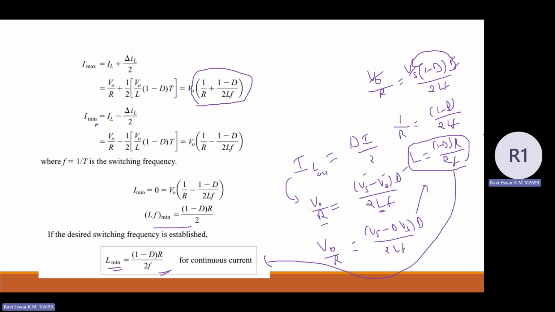So no need to remember the formula. If there is any problem here, directly substitute the value of IL average and del I. For del I, you take L as unknown, and you figure out the value of L from the equation. So this is how you can do the discontinuous analysis. You can figure out the value of L for which the current remains continuous. This is the minimum inductor value we need to maintain.